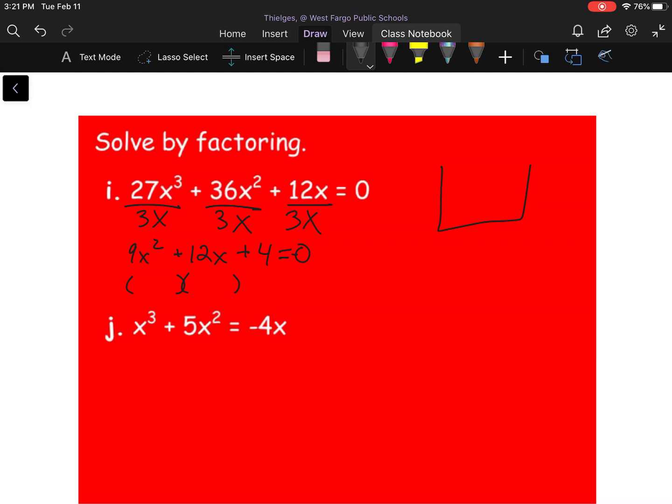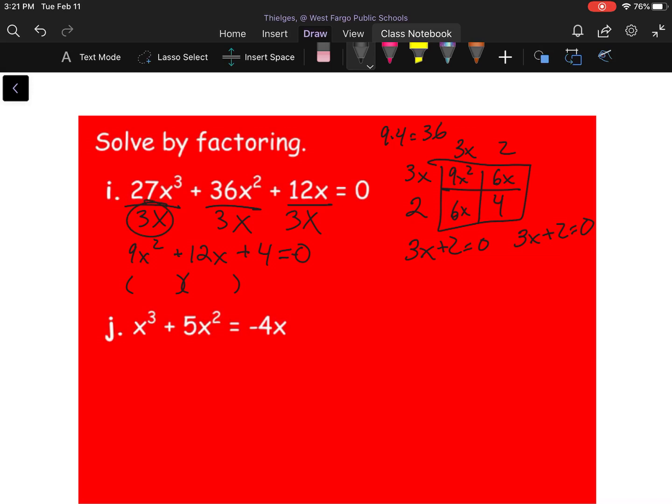And that's when you're going to make the box. So 9 times 4 is 36. Factors of 36 that add up to be 12. Let's see, well, here's 6x and 6x. So these are both divisible by 3x. These are both divisible by 2, 3x and 2. So 3x plus 2 equals 0. And 3x plus 2 equals 0.